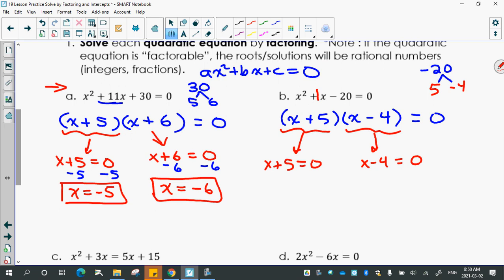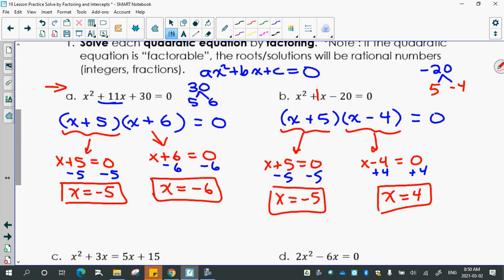Okay, you can subtract 5 from both sides and get x equal to -5 as one of our solutions. And in this case, we would add 4 to both sides to get x by itself. And then x would equal 4. So those are our 2 solutions.